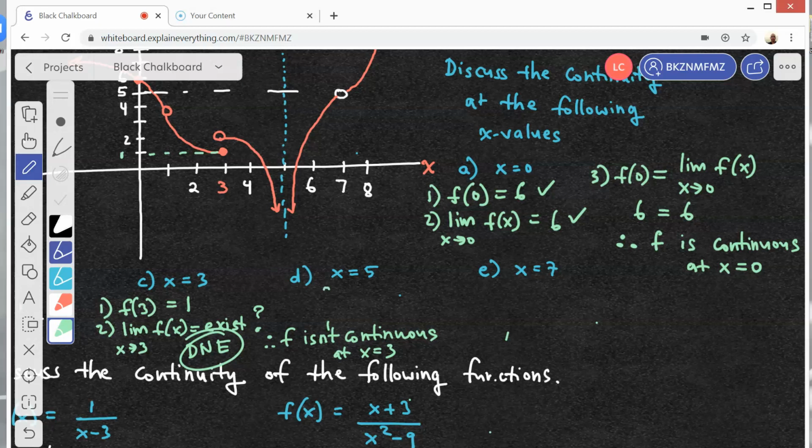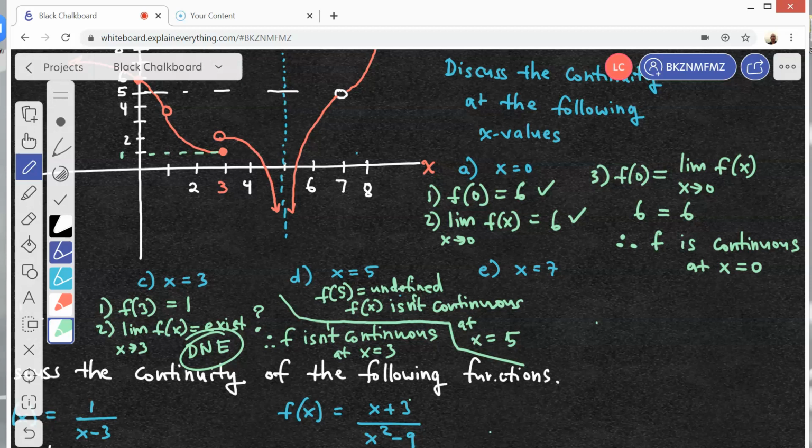F of 5, the function at 5, equals undefined. We don't know what the y value is, and so therefore f of x is not continuous at 5. This function, you could just say f, or in this case we could say f of x if we're talking about a function in terms of x. F of x for this particular example, don't get confused with the other one. F of x isn't continuous at x equals 5.